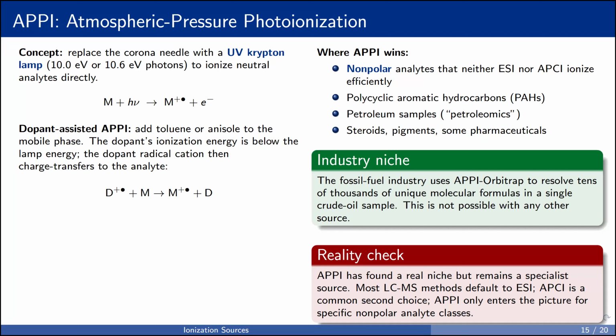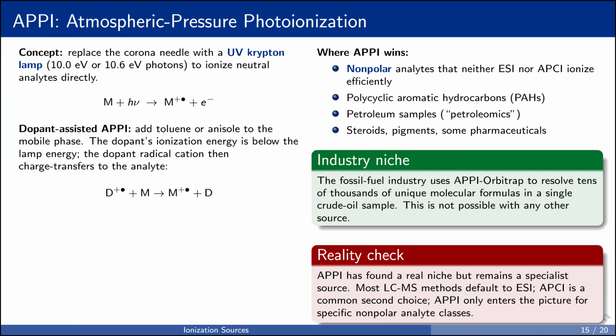That makes APPI somewhat selective. Direct APPI works well for molecules with ionization energies below about 10 electron volts. That includes polycyclic aromatic hydrocarbons, which are notoriously nonpolar and notoriously hard to ionize any other way. PAHs are the signature APPI analyte class. For molecules with higher ionization energies, you can use dopant-assisted APPI, where you deliberately add toluene or anisole to the mobile phase at 1 or 2%. The dopant absorbs the photons, forms a radical cation, and then charge exchanges with the analyte. This extends the APPI method to a wider range of compounds.